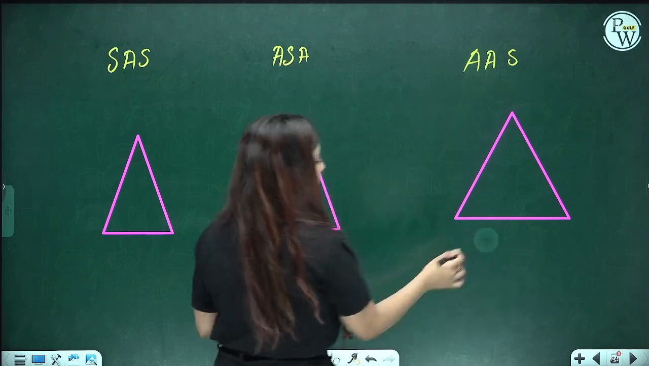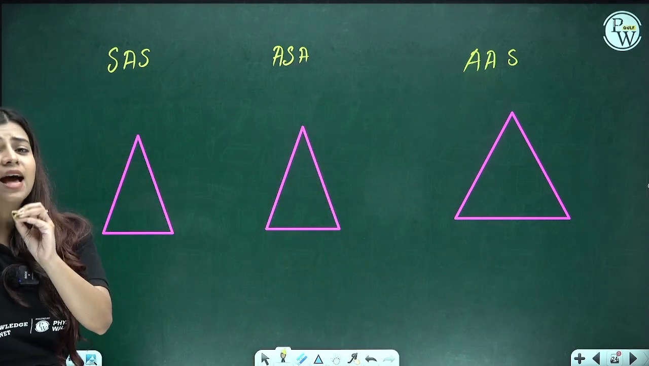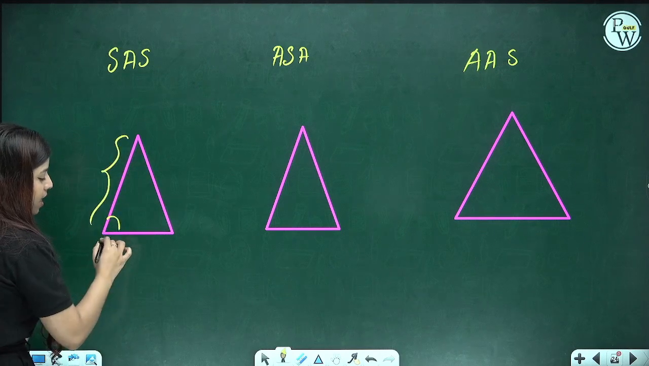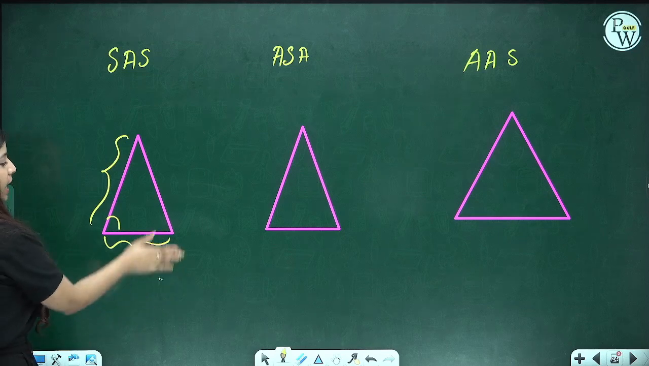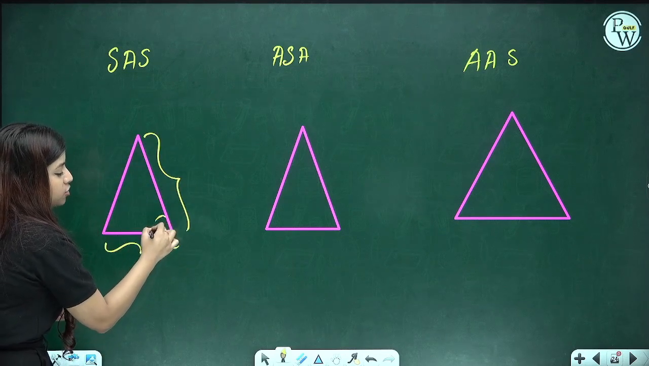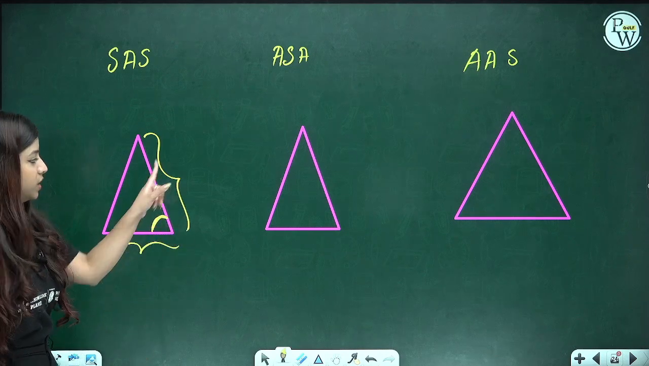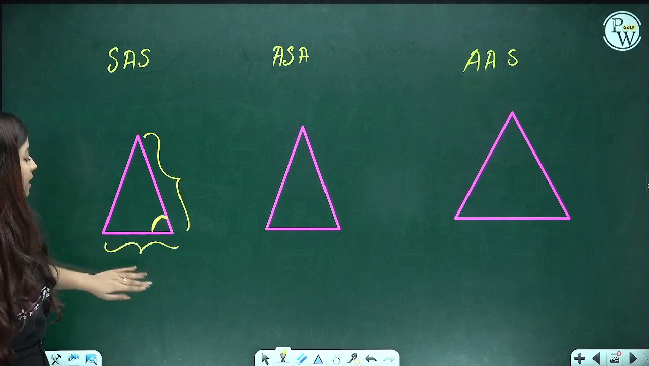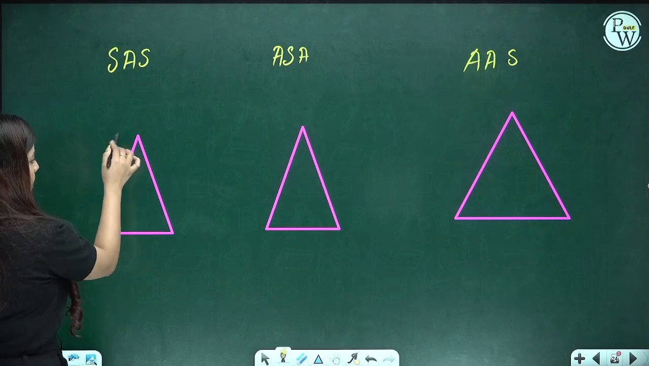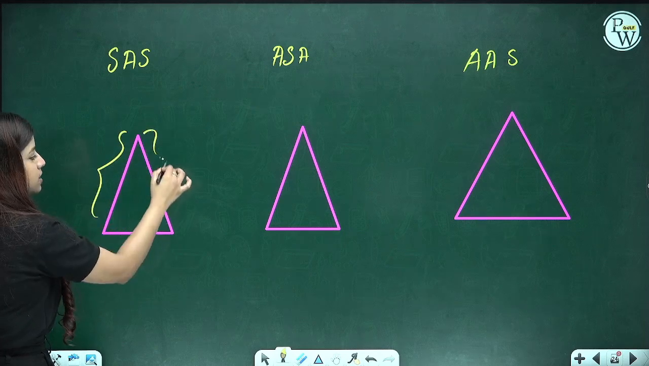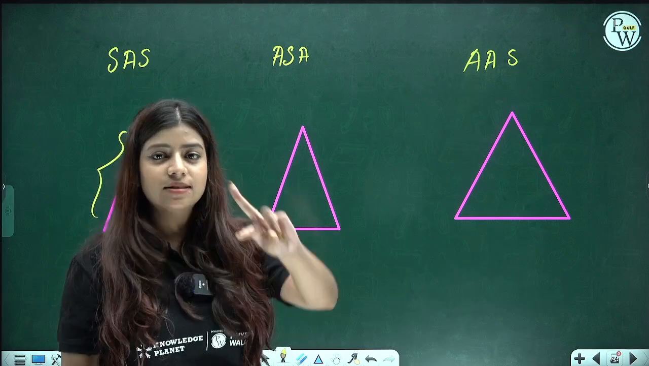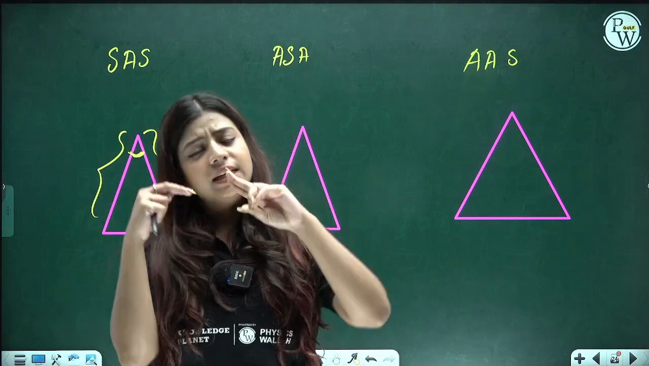What we can clearly see: what does side angle side mean? This side, this angle and this side, right? If we take this side and this side, then this angle will be included. So this is side angle side. For example, if I include these two sides, this particular angle has to be included. So two sides and the angle present in between.